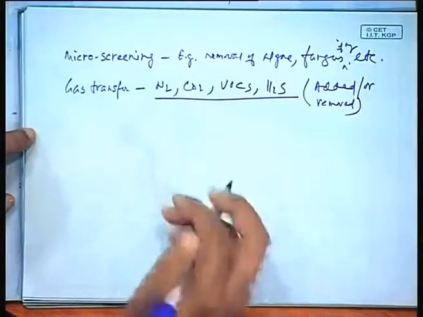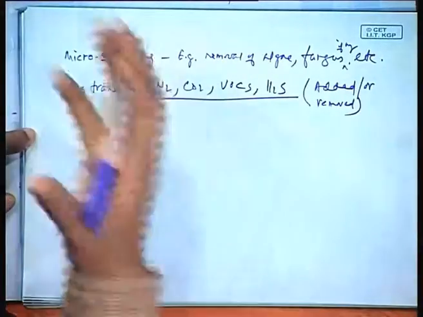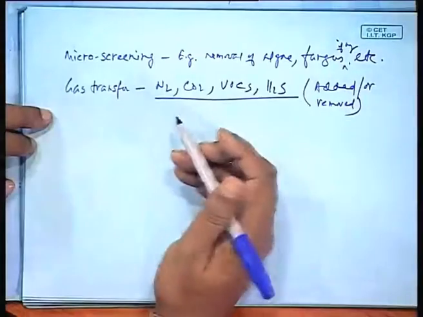Gas transfer may be needed. Otherwise, in a chamber, say in an activated sludge process or any other process, you will produce a lot of gases. Those gases also have to be removed from time to time, periodically. Otherwise, this can have dangerous consequences.